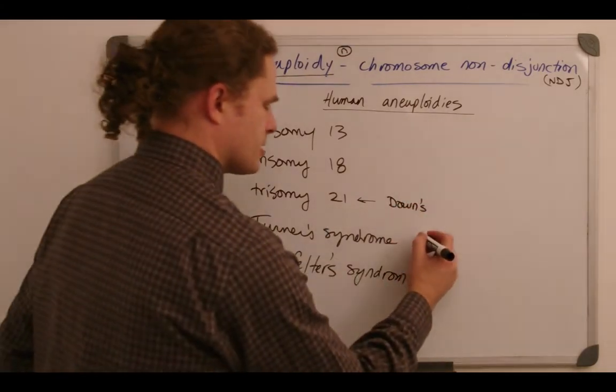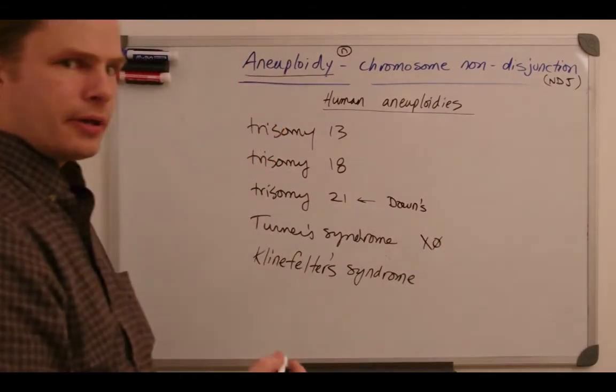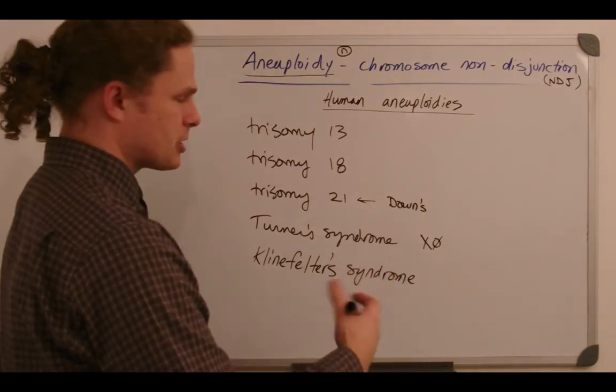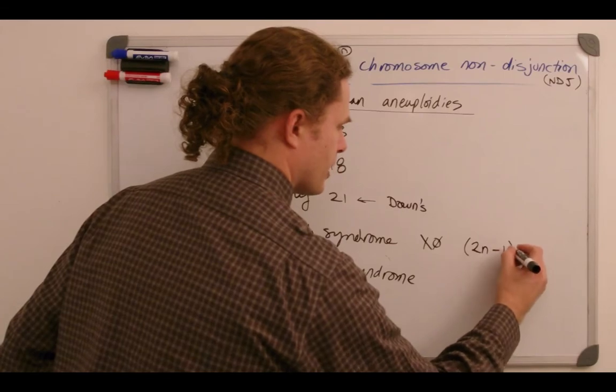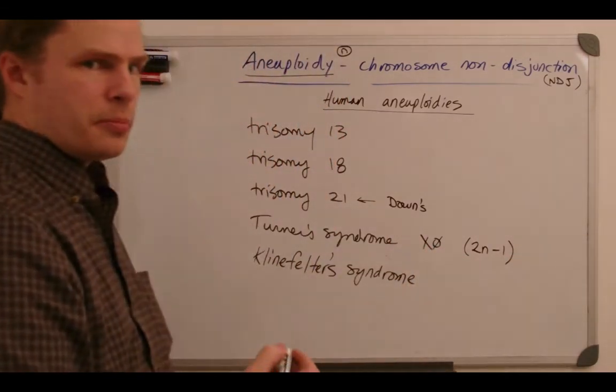Turner syndrome is an aneuploidy that is actually an X chromosome with nothing paired with it, so an X and then lacking a second X or a Y. So this is an aneuploidy that is a 2n minus 1 state. These individuals are phenotypically female but are sterile.